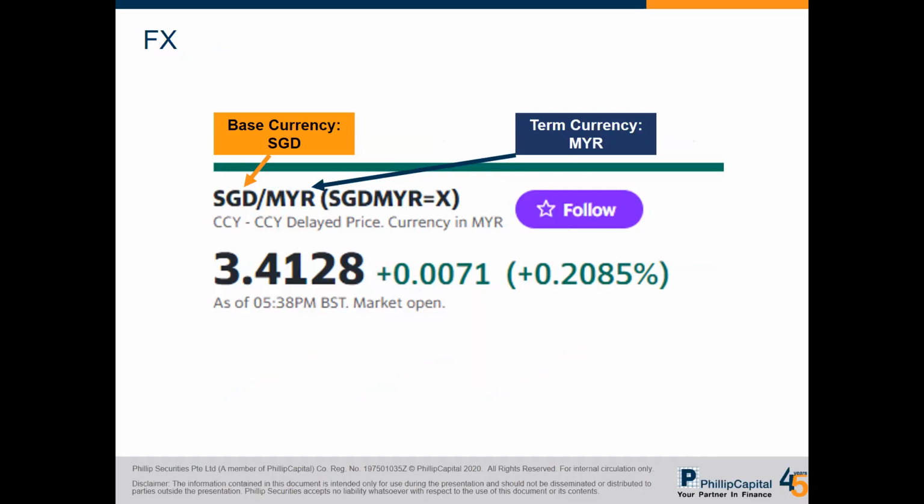So if we were to go to Malaysia, we need to exchange some money first, and you will see the quotation on the money changer. The quotation is 3.4128, meaning to say 1 SGD can be exchanged for 3.41 ringgit. So if you want to change 100 SGD, we will technically receive 341 ringgit. In this example, the Singapore dollar is the base currency, and the term currency is the ringgit. We know that 1 SGD can be exchanged for 3.41 Malaysia ringgit.